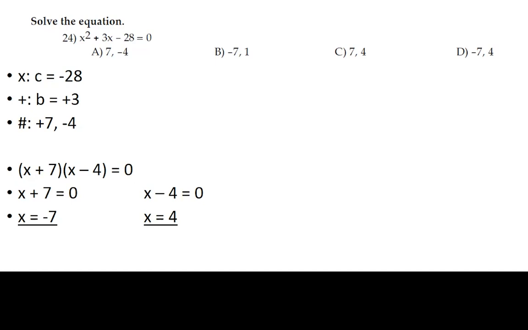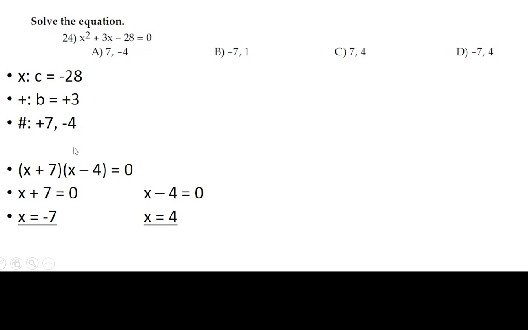That is not the answer to the question. Those are just the numbers we use to factor. So we do an x plus 7 and an x minus 4, times those together equals 0. We use the zero product property to solve this. We have things multiplied together equaling 0.